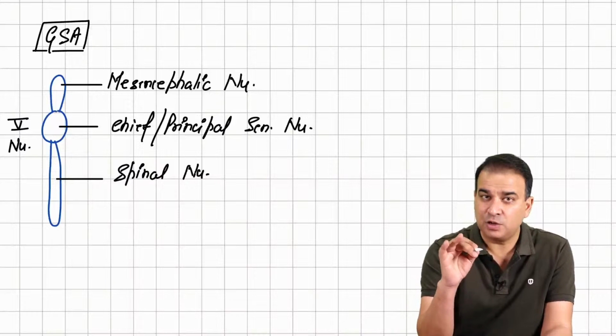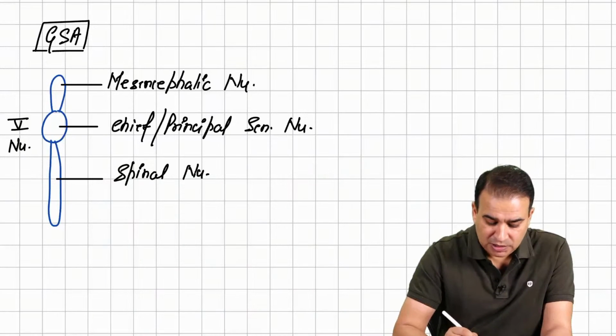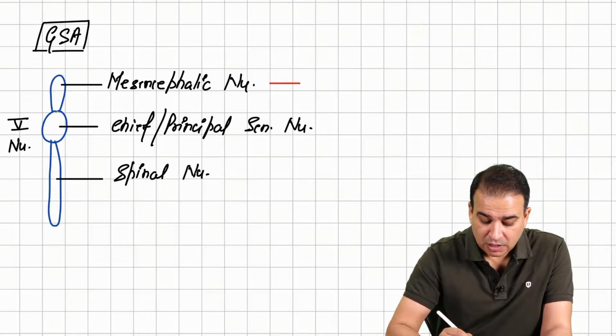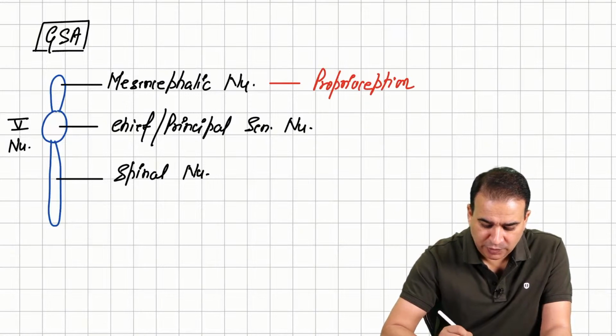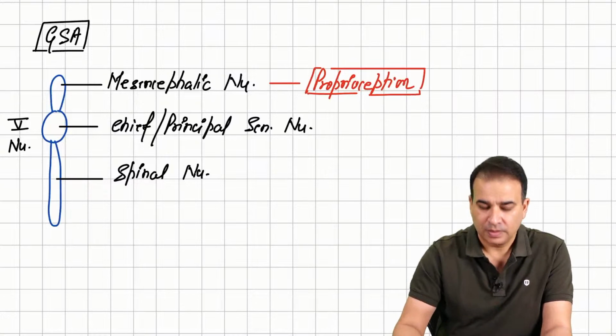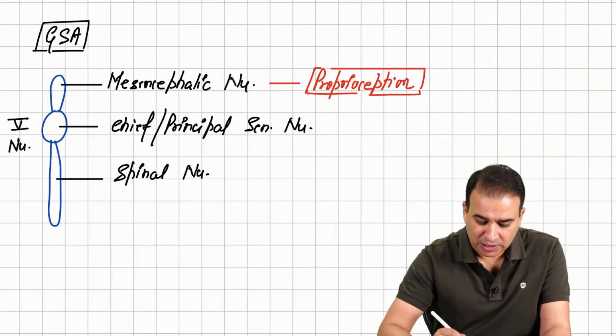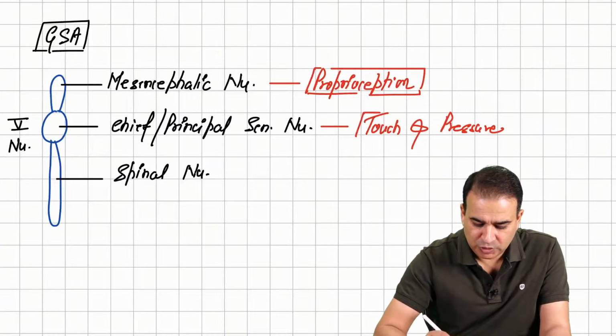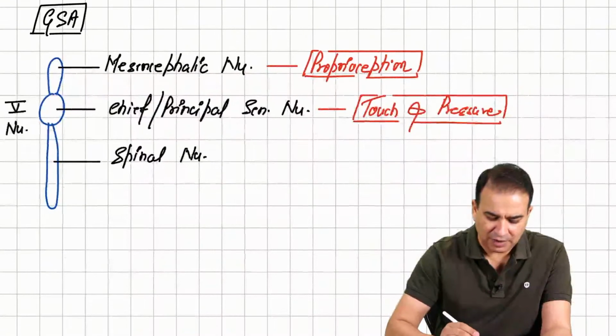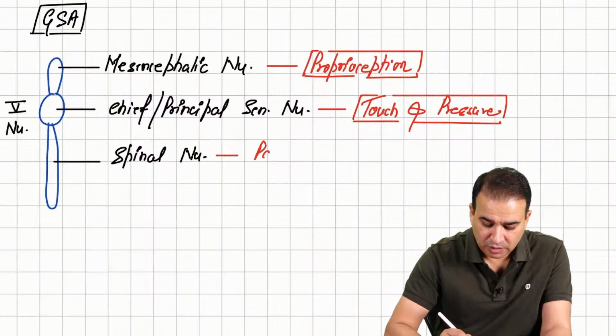When I say mesencephalic nucleus, it is present in the midbrain. This nucleus is responsible for receiving the proprioception. The chief or principal sensory nucleus is a nucleus to receive the touch and pressure, whatever kind of touch that is. And then we have a spinal nucleus, which is responsible for receiving pain and temperature.